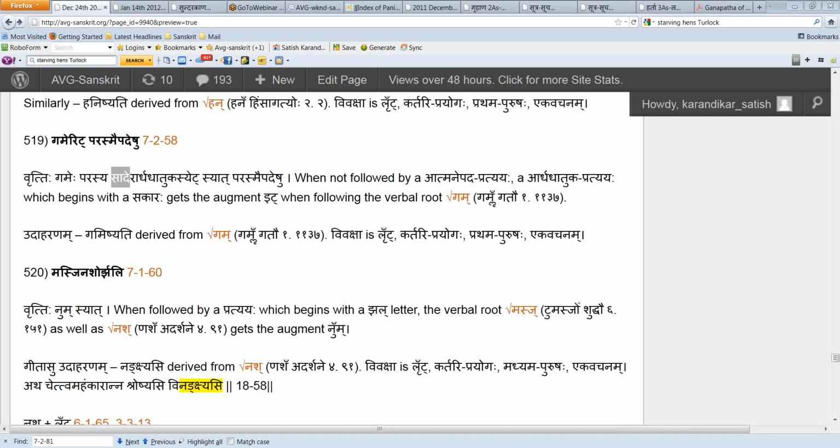As long as Atmanepadam is not there, then following the dhatu gam, a pratyaya which is sakaradi, which is sanya of ardhadhatukam, will take idagamaha as long as atmanepadam is not being used. So one more time, following the dhatu gam, if a pratyaya is sakaradi ardhadhatuka pratyaya, and atmanepadam is not being used, then that pratyaya will take the idagamaha.